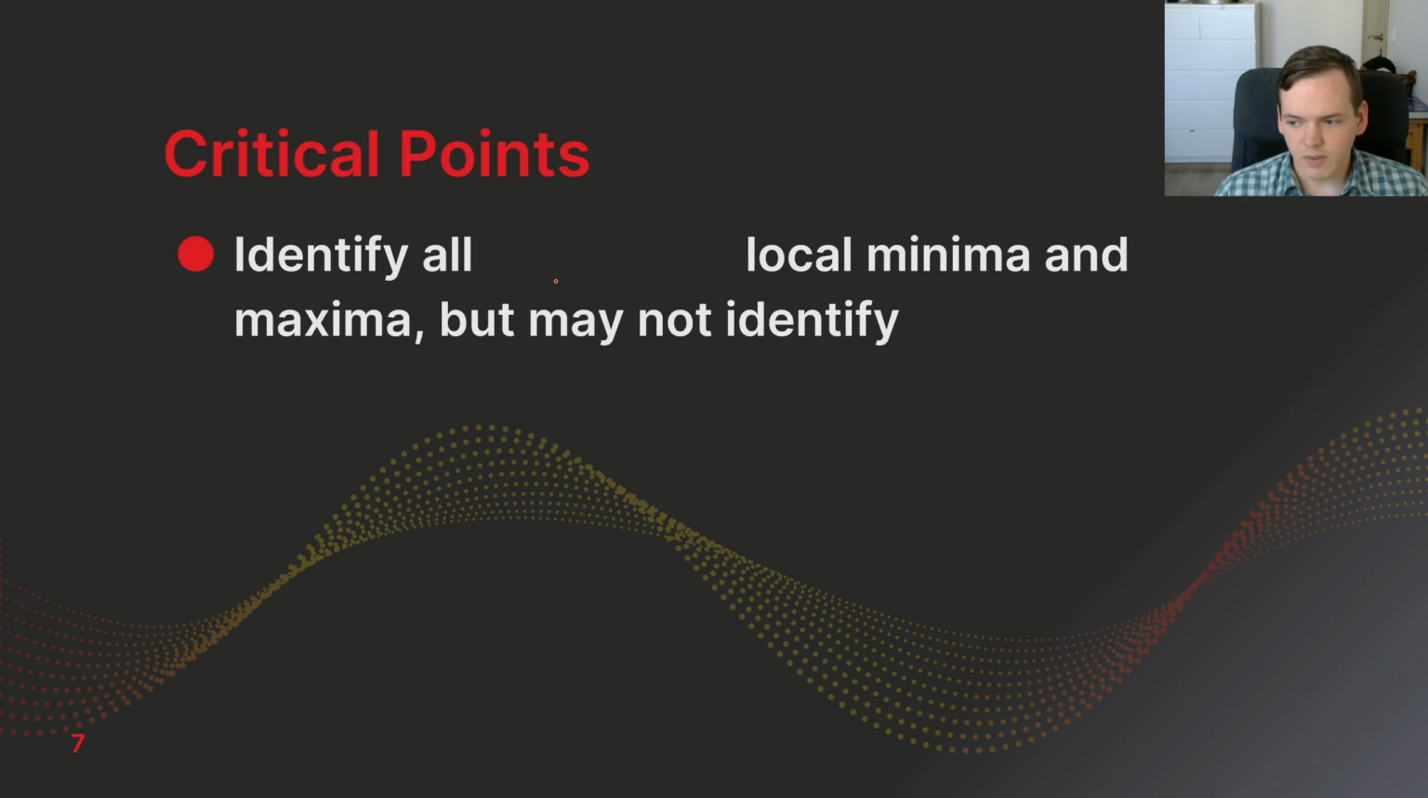Critical points will identify all locations where behavior might change from positive to negative, or vice versa. I've changed these notes, so let me fix that. So you can only change the increasing or decreasing behavior at a critical point.